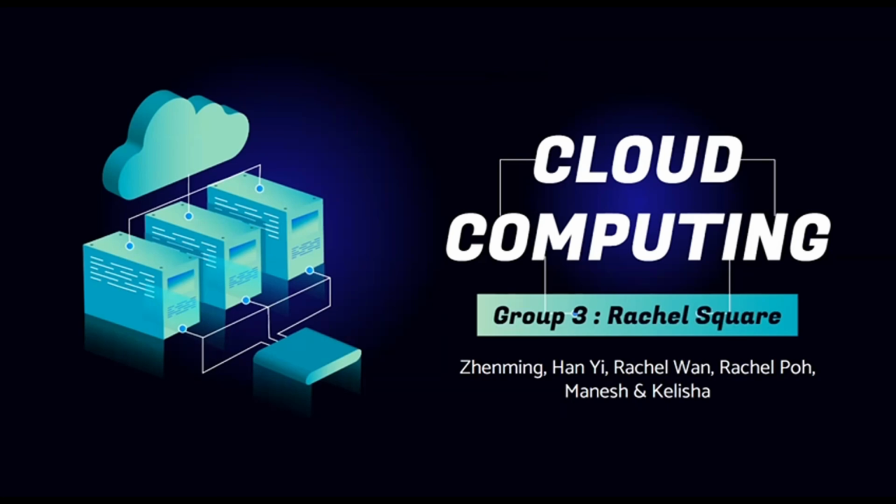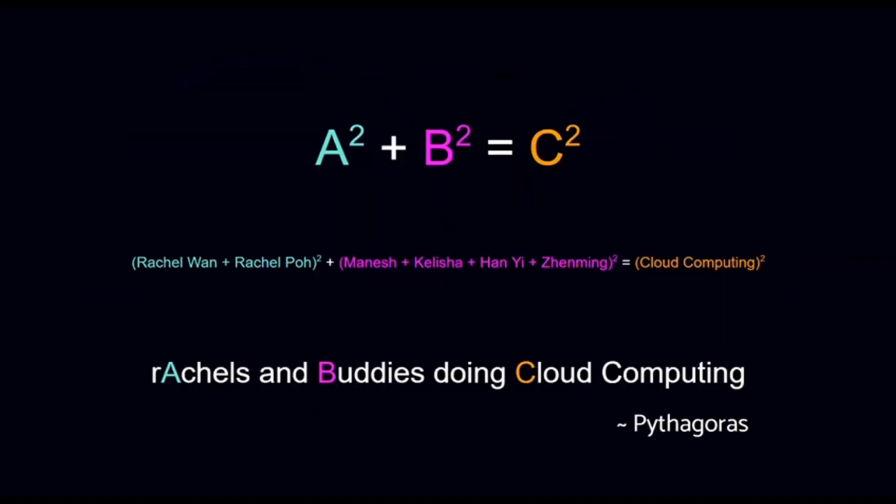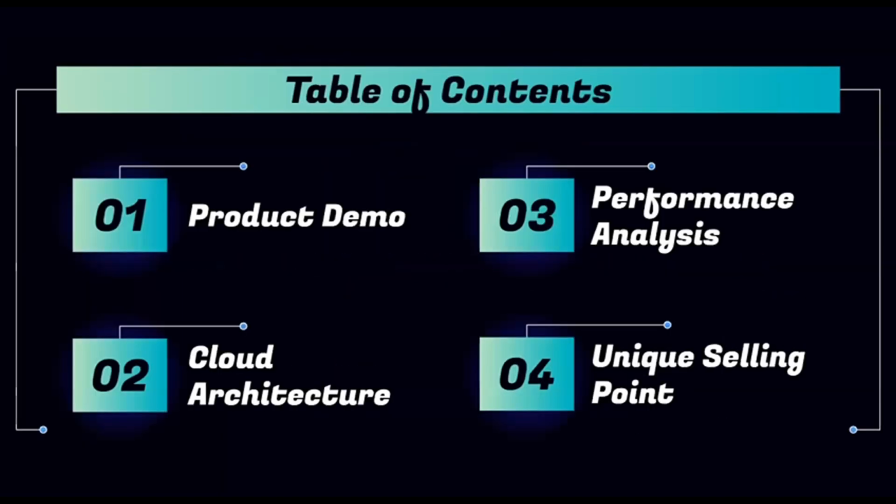For this assignment, our team has decided to develop a real-time voting and polling platform named Rachel Square, where users are able to enter the poll code, vote, and view the results in real time. If you are wondering, this is how we came up with the name. These are the contents that we will be covering today. So firstly, we'll be starting with the product demo.